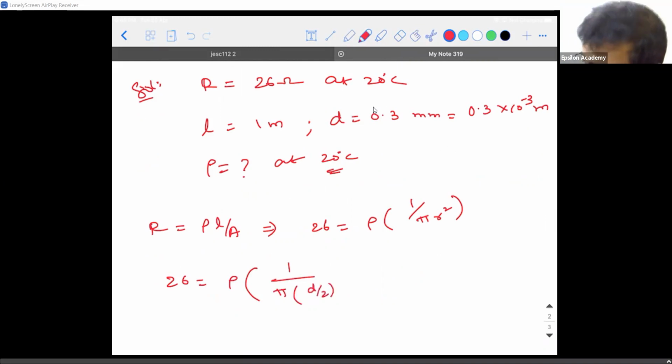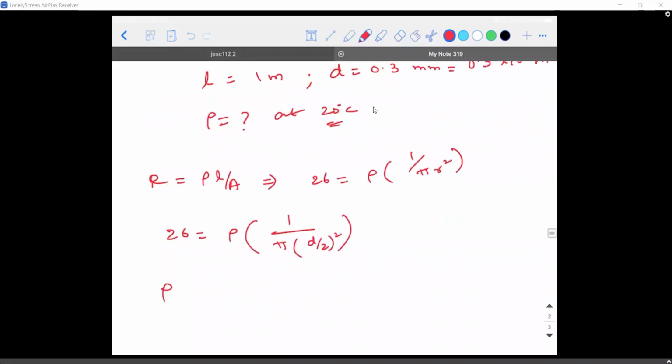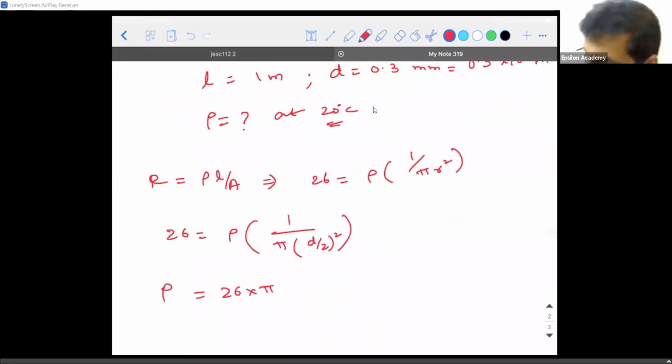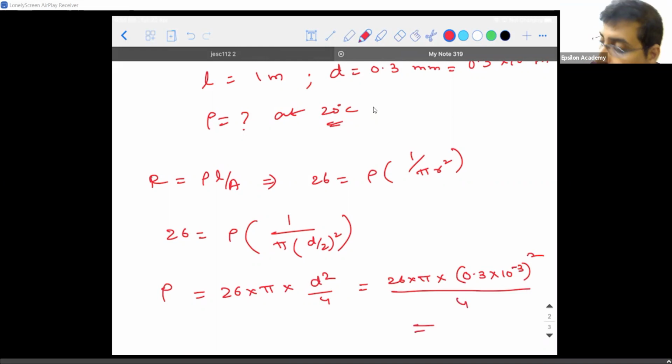So 26 is equal to rho into 1 divided by pi into r squared. R is d divided by 2, the whole square, because diameter is given, radius is not given. So rho is equal to 26 into pi into d square divided by 4. So 26 into pi into d is how much now? 0.3 into 10 power minus 3, the whole square, the whole divided by 4. This is the answer.